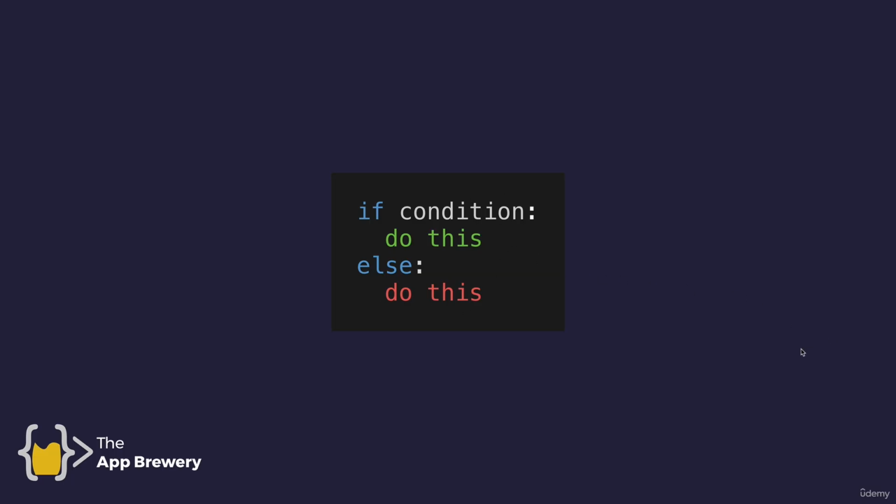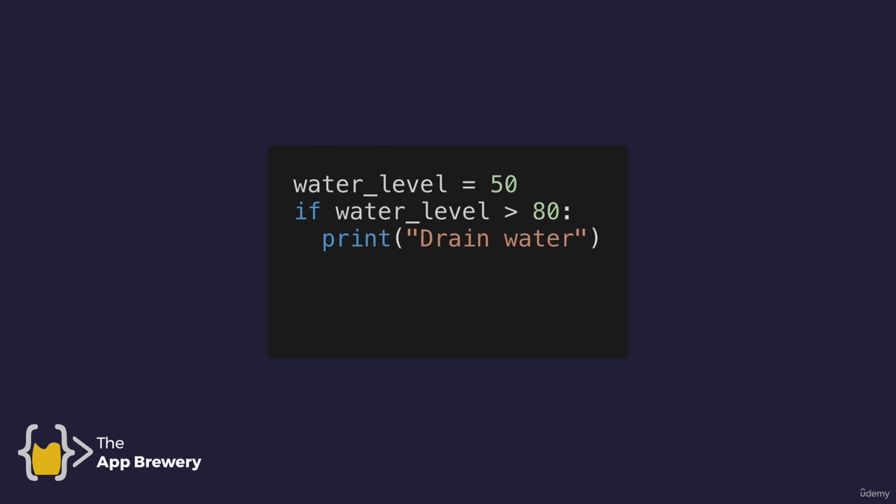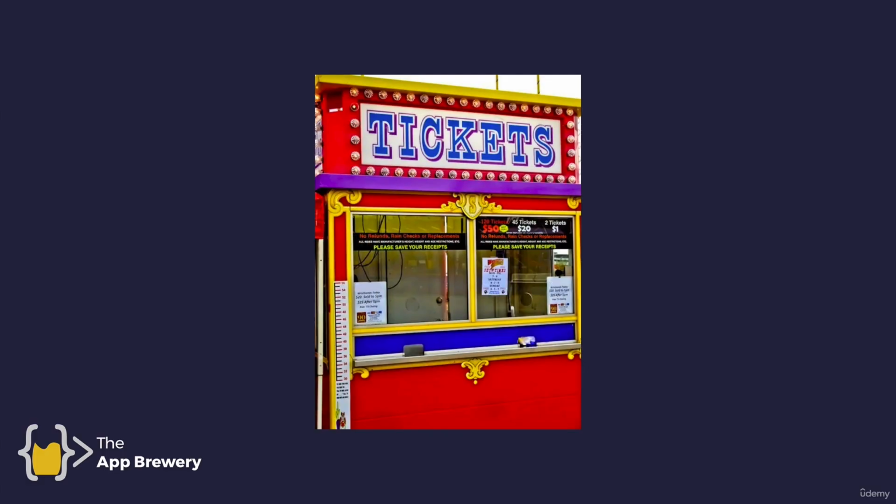So we could represent that previous bathtub situation with code that looks a bit like this. Let's say our water level is at 50 centimeters, and then we would test if the water level is greater than 80 centimeters. Well, if that is the case, then we should drain the water. But if it's not greater than 80 centimeters, in other words, else, well, in this case, we should just continue filling up the bathtub. Let's put this into practice with a real life problem.